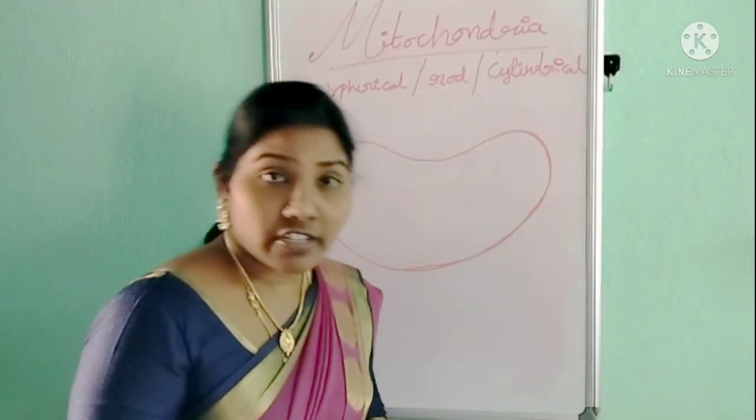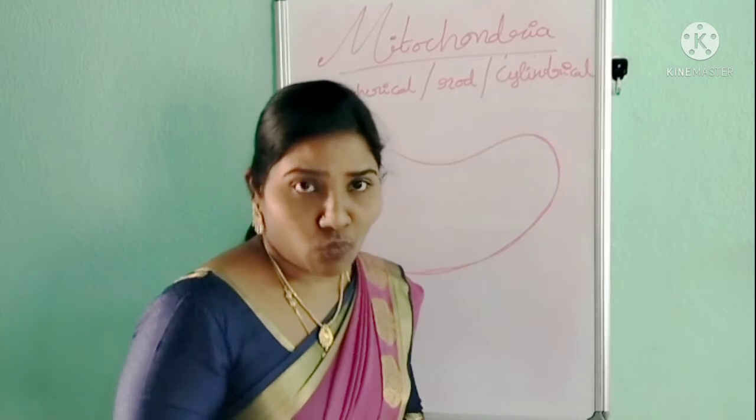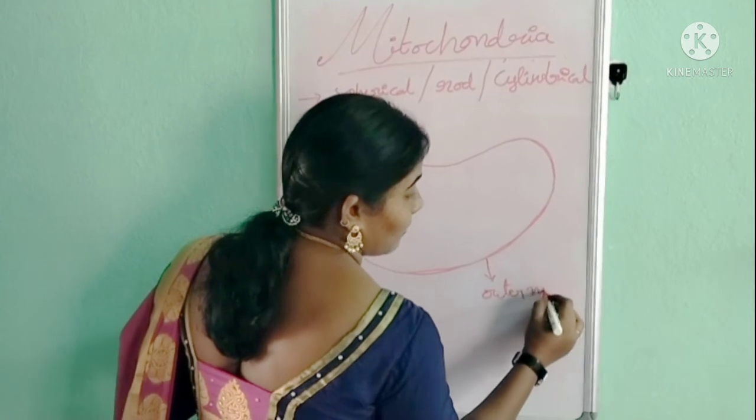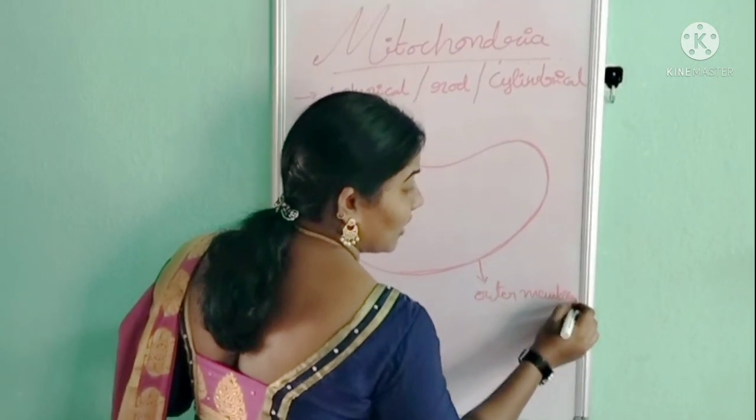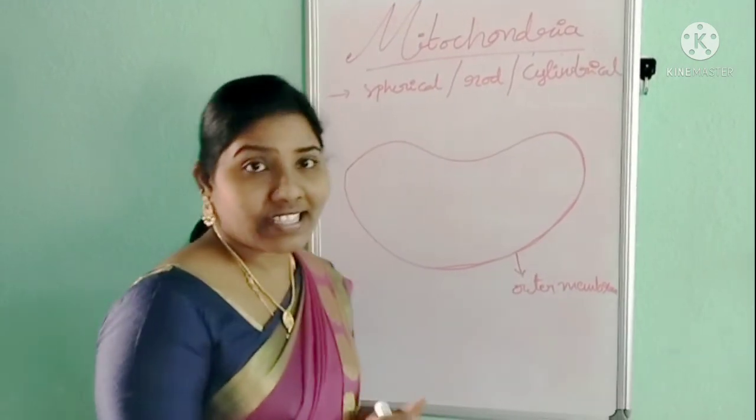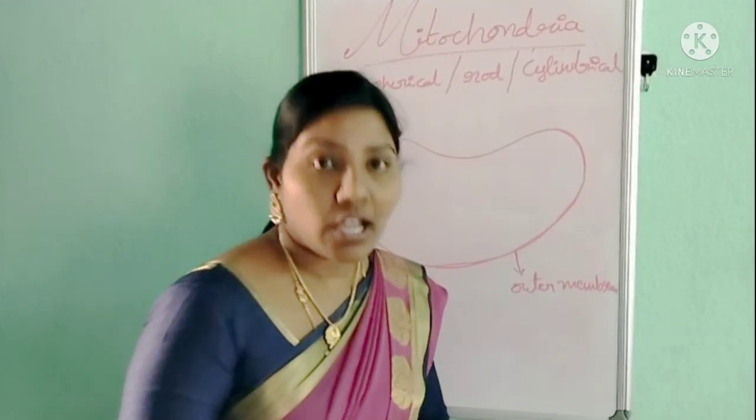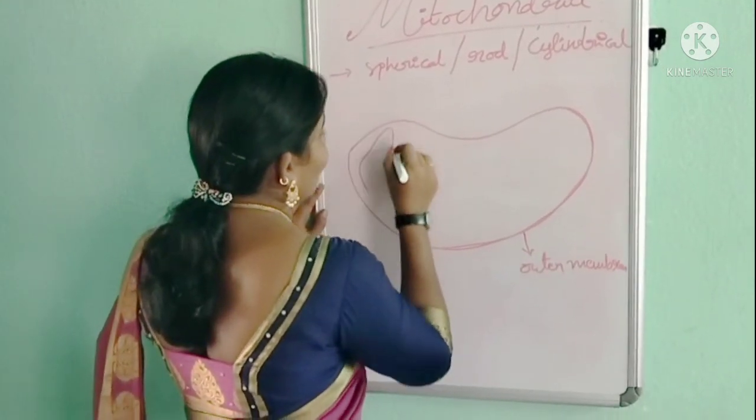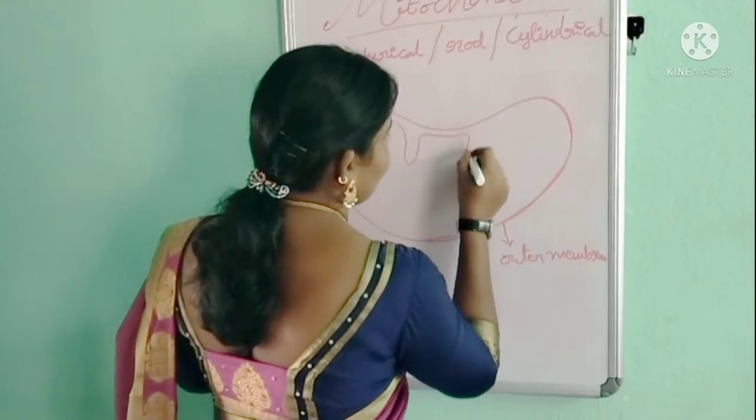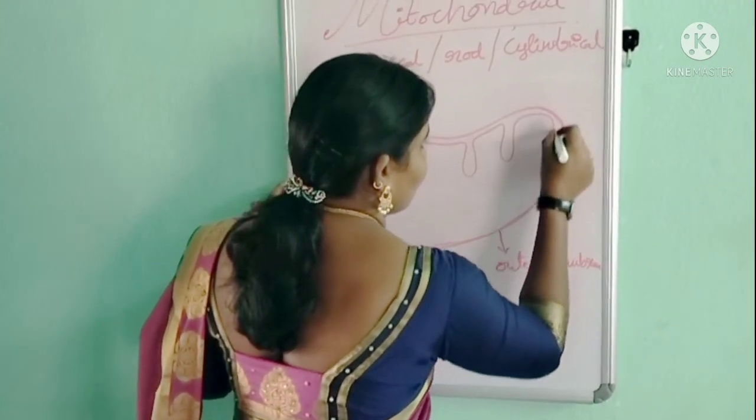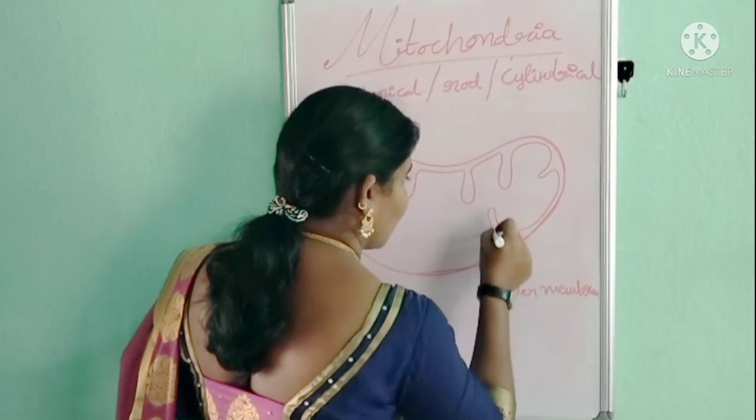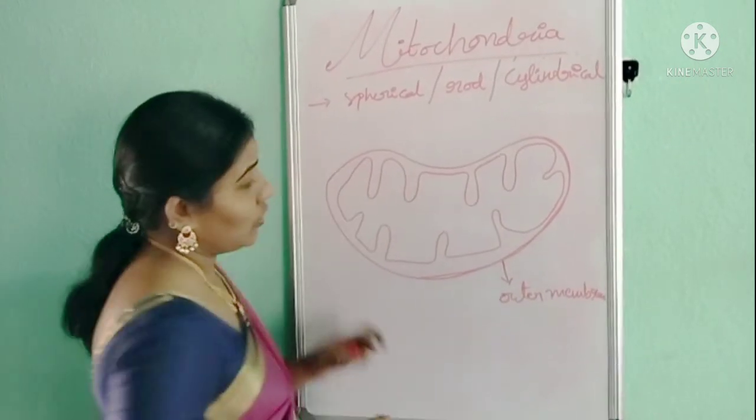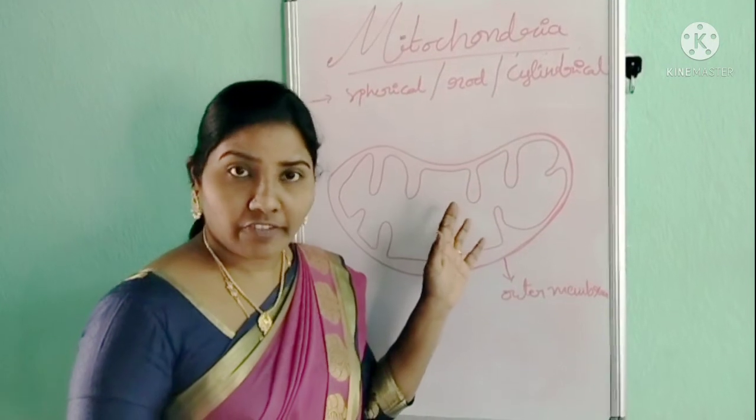The mitochondrion is made up of two membranous walls. The first one is the outer membrane. It has so many pores, so the outer membrane is called the porous membrane. And the inner membrane has so many foldings like this.